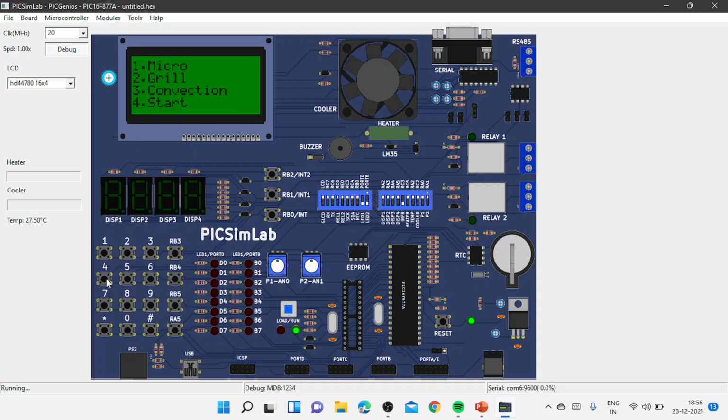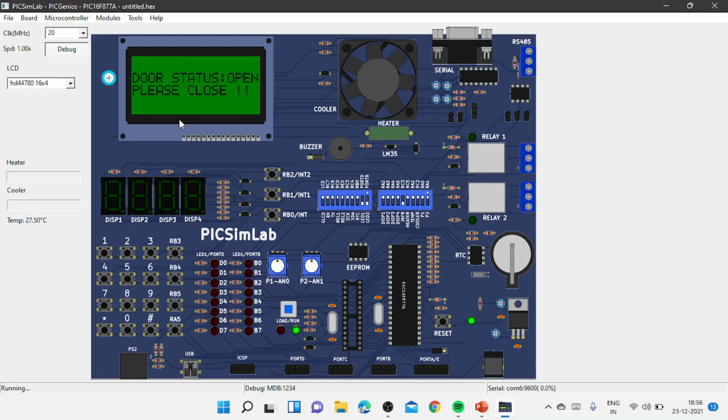Now coming to the fourth mode, it is start mode. I have to click switch number 4. By default, the time will start from 30 seconds. As I said, the RB3 switch is used to open and close the door. Let me click this RB3. It's showing the door status is open. Please close the door. Whenever the door is opened, it will show the status like door is opened. Please close the door.